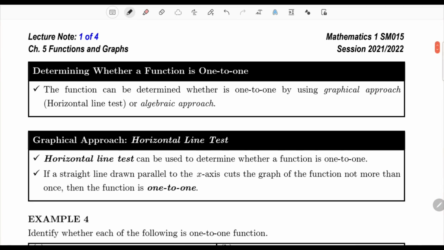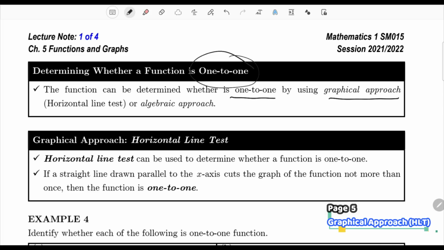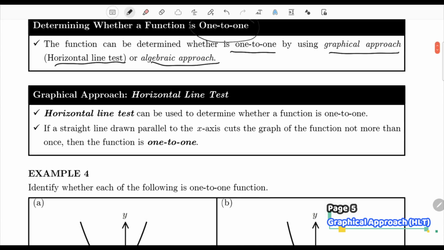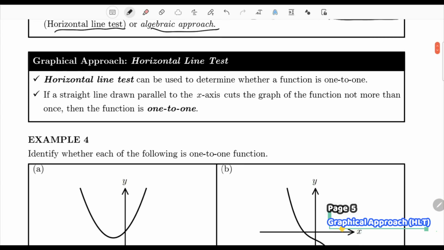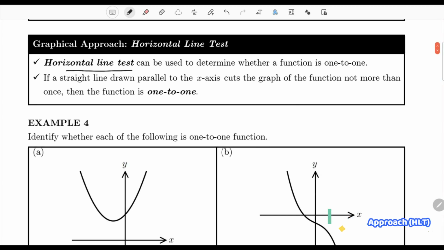Okay, so next page. Determine whether a function is one-to-one. A function can be determined whether it is one-to-one by using the graphical approach, that is the horizontal line test, or the algebraic approach. Now we're going to use the horizontal line test, which can be used to determine whether a function is one-to-one.